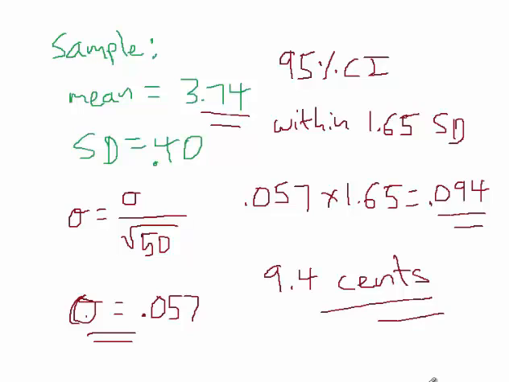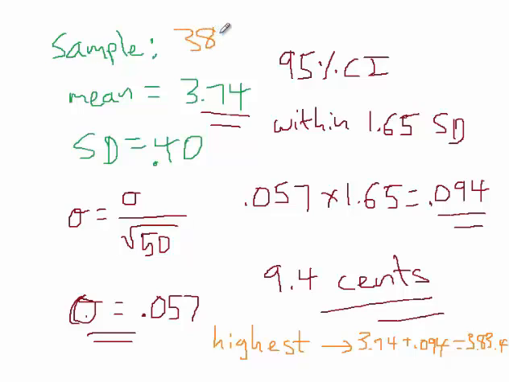And so the highest it can go, if we looked at the highest end of the 95% range, since we're looking for the highest possible, the highest end of the range is $3.74 plus 9.4 cents, which is 3.834. Sorry, it's so small. Let me write it up here again. The highest is 383.4 cents.